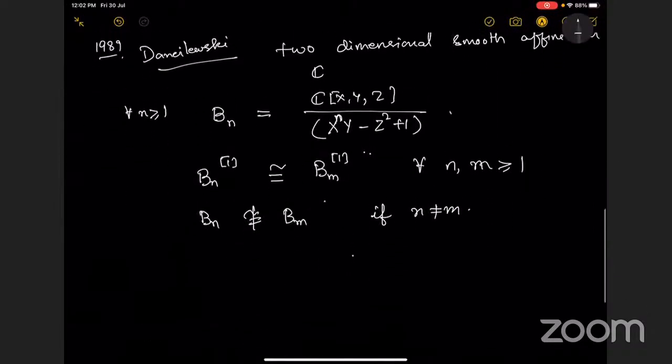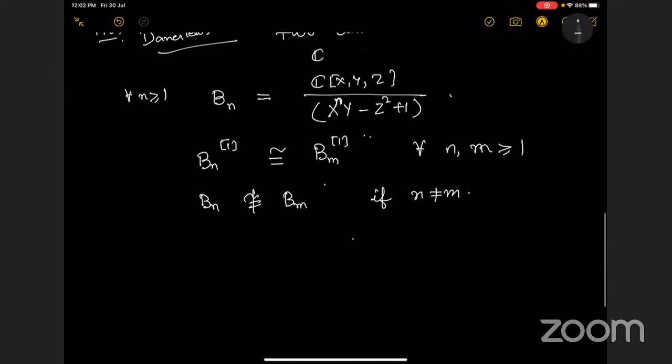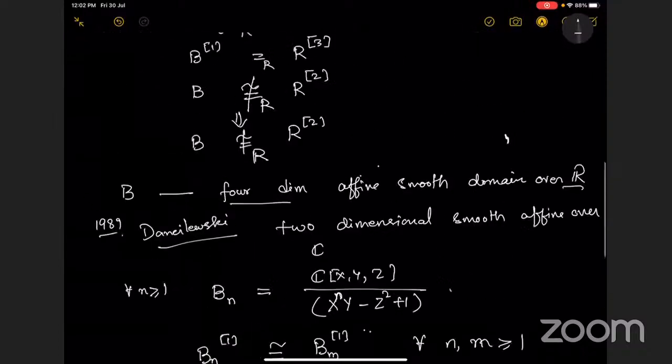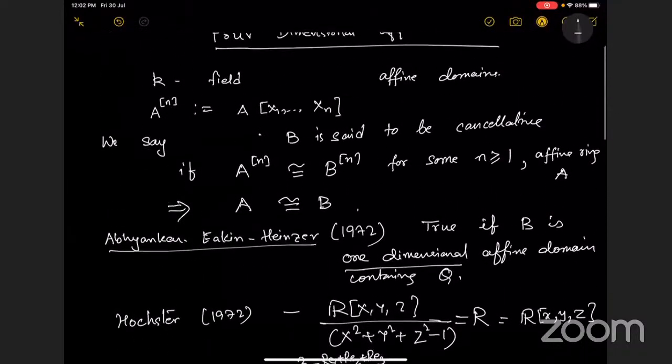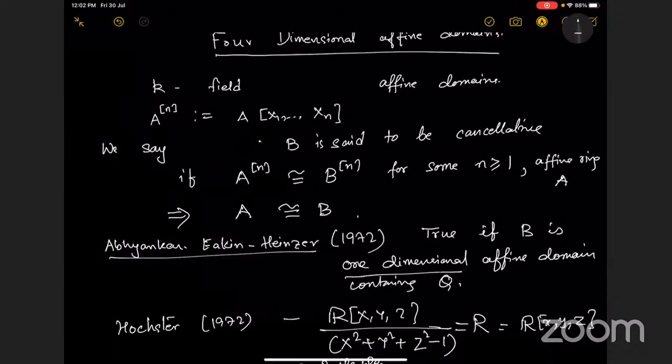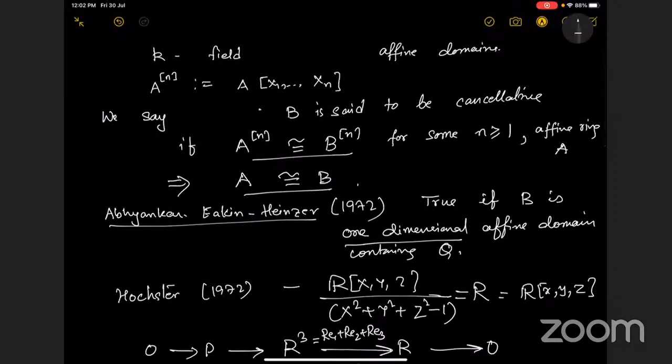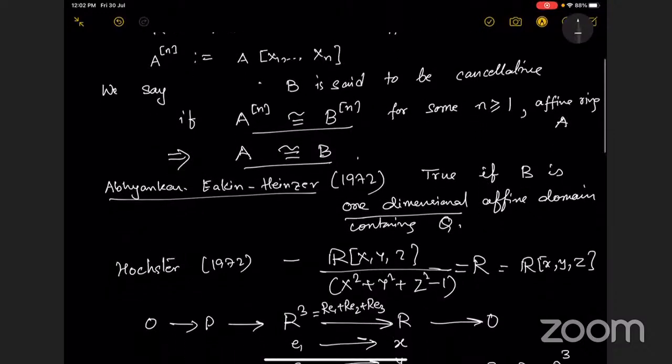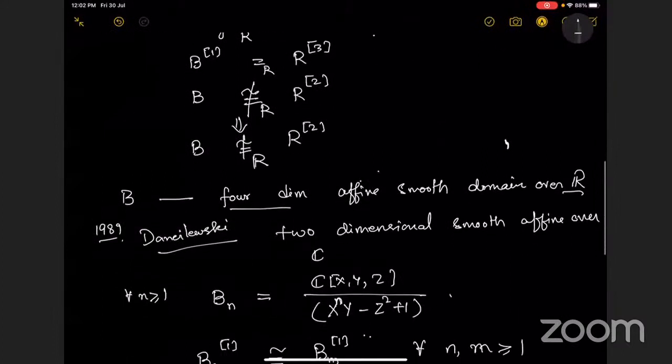And after this, using this example, you can construct examples in higher dimension over any field K. And so in general, this cancellation problem, A stably isomorphic to B will imply A is isomorphic to B, does not have an affirmative solution for dimension of the ring greater than or equal to 2.